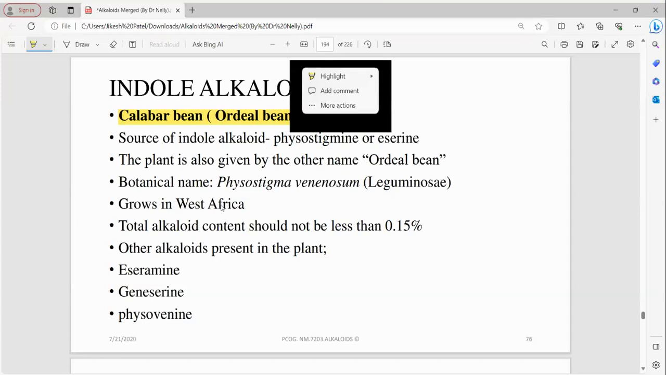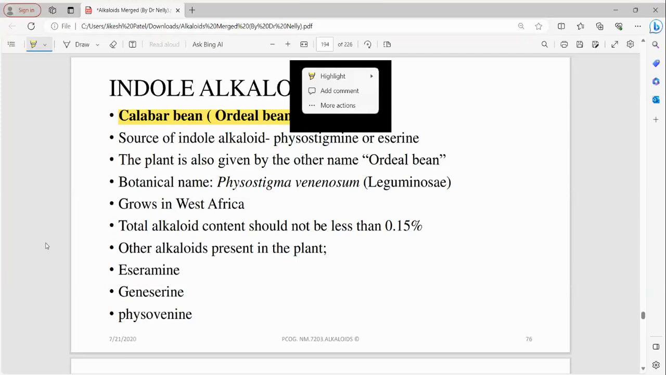Before Nux vomica, we saw the vinca alkaloids, vincristine and vinblastine, for cancer. Before that, we saw the source of vincristine, which is Catharanthus roseus. And then before that, the other alkaloid was from Rauwolfia. Rauwolfia gives us reserpine.